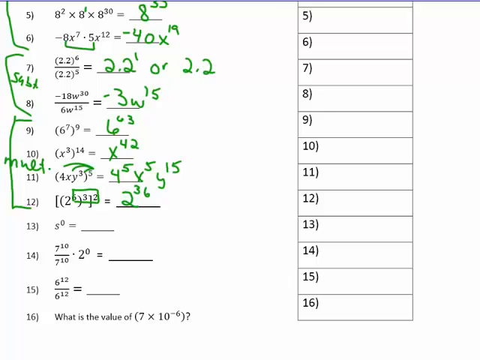Next, we have our fun and fabulous exponent of 0. So anytime we have an exponent of 0, we're going to get an answer of 1. Here, 10 minus 10, this would become 7 to the 0 times 2 to the 0, which is 1. Anything divided by itself is 1.